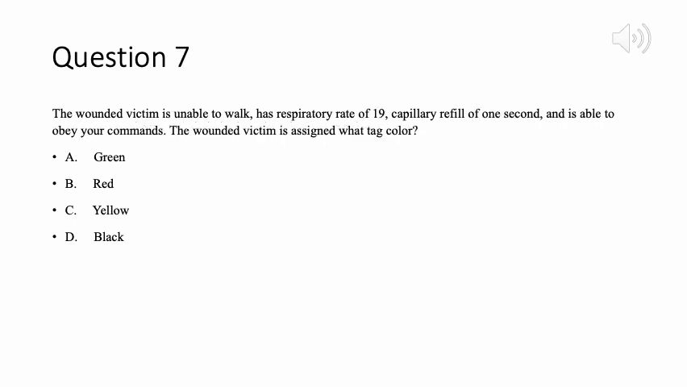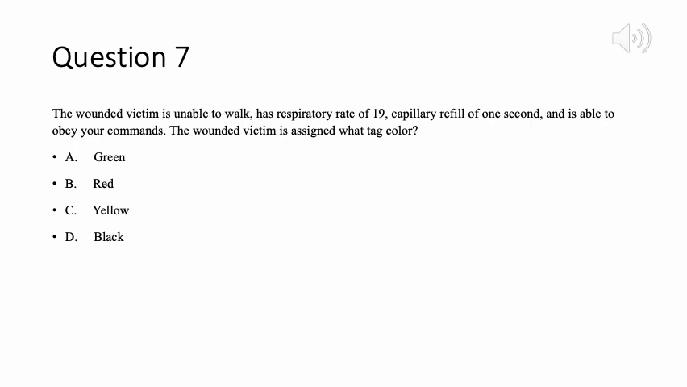Question number 7. The wounded victim is unable to walk. He has a respiratory rate of 19, cap refill of 1 second, and is able to obey your commands. Which color would this victim be assigned to? A, green, B, red, C, yellow, or D, black? The answer of this should be C, yellow.